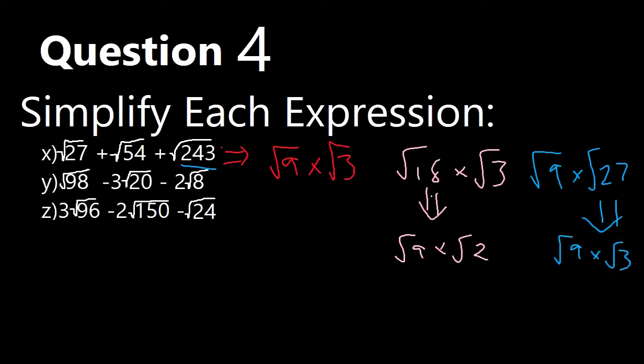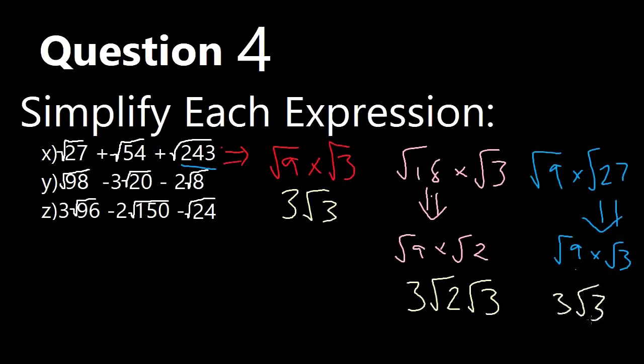Now we're going to go through each of these simplifications and find the square numbers we can rewrite. So root 9, what's that the same as? 3. So we have 3 root 3. Over here we have root 9 again, so 3 root 2 this time. And then we don't forget this root 3 up here, so root 3 again. And then we have root 9 over here, so 3 root 3.